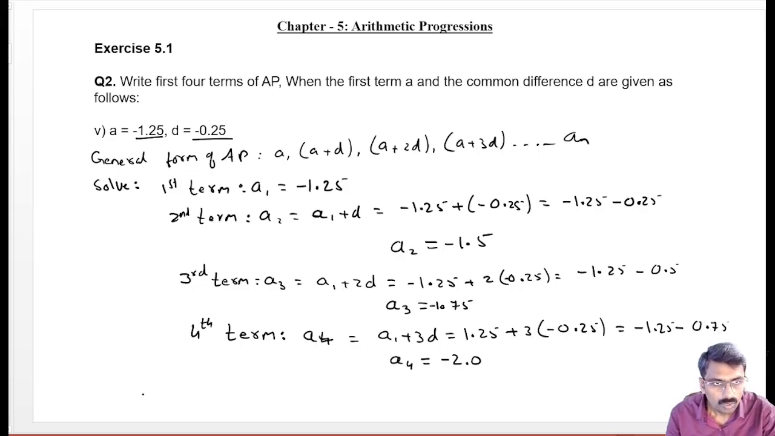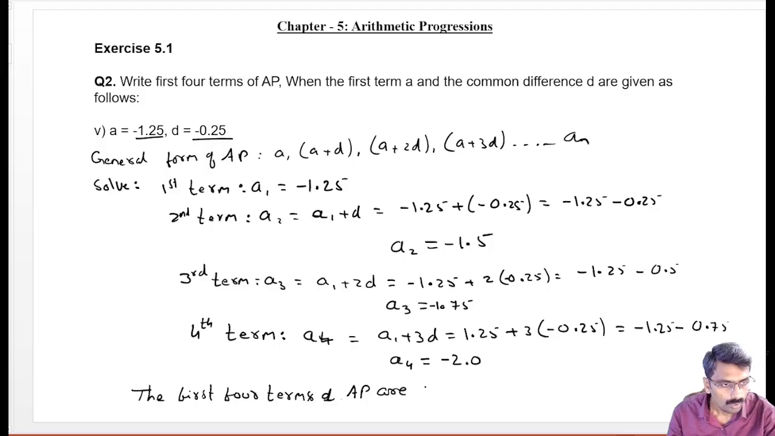So the first 4 terms of AP are -1.25, -1.5, -1.75 and -2. So this is our final answer.